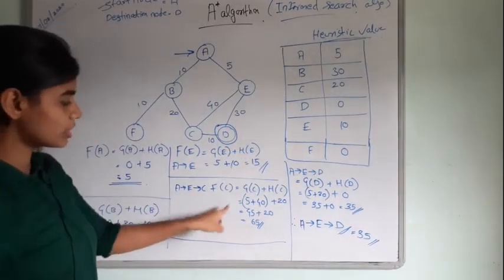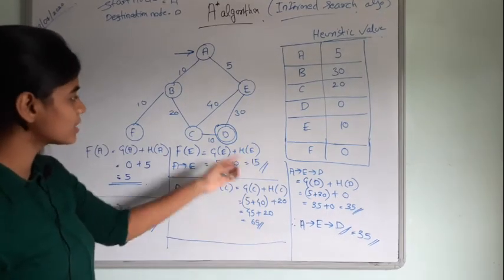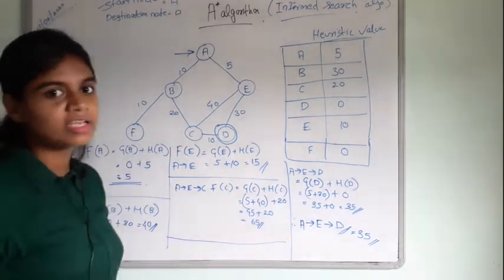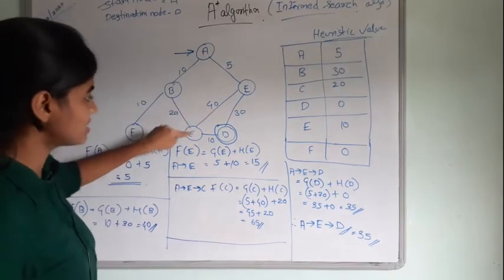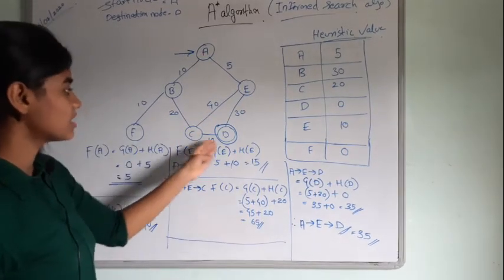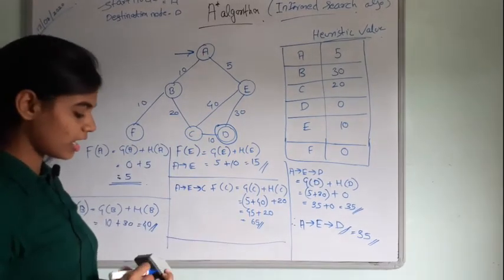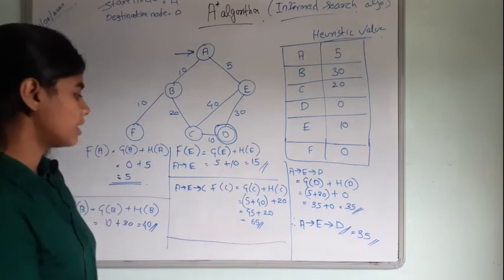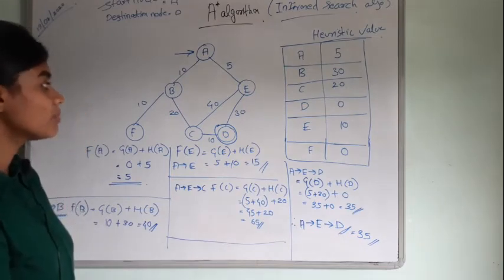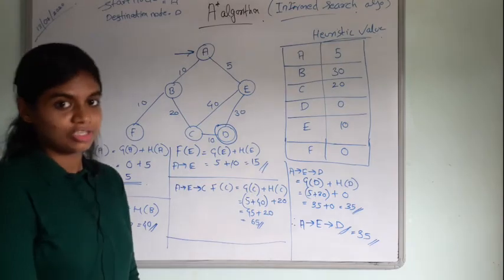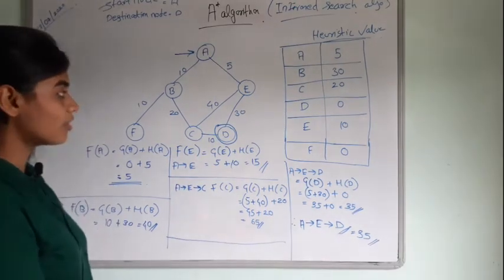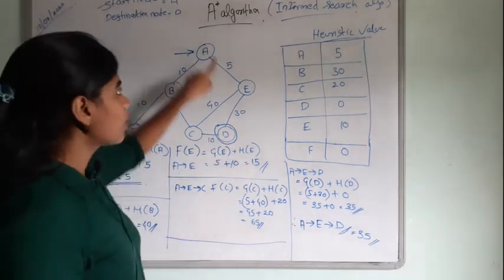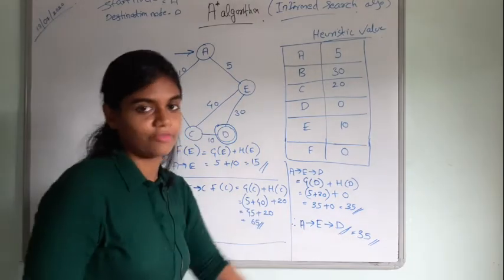You can go further if you want, because you might think 65 can be lesser. I don't think it can be lesser, because for A, E, C we are getting 65, and if you add 10 you will only get a higher number. That's not possible because D wants the least path node. That's why the path cost of D, A to E to D, is 35.